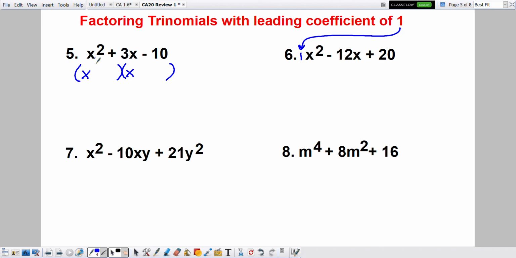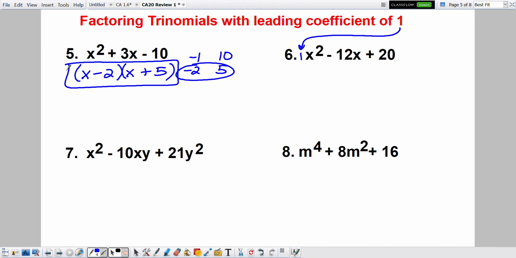To find numbers that multiply to be negative 10, one's positive, one's negative, we try to find out which ones would add together to equal positive 3. So for example, I could do negative 1 and 10, or I could do negative 2 and 5. The ones that would multiply together to equal negative 10, but add together to equal positive 3 are the ones we want. In this case, I know the answer is negative 2 and positive 5. X minus 2, x plus 5, those are the factors. And you can do that in all of these problems that have a leading coefficient of 1. So for example, on number 6, I'm going to go ahead and start with 2 different parentheses.